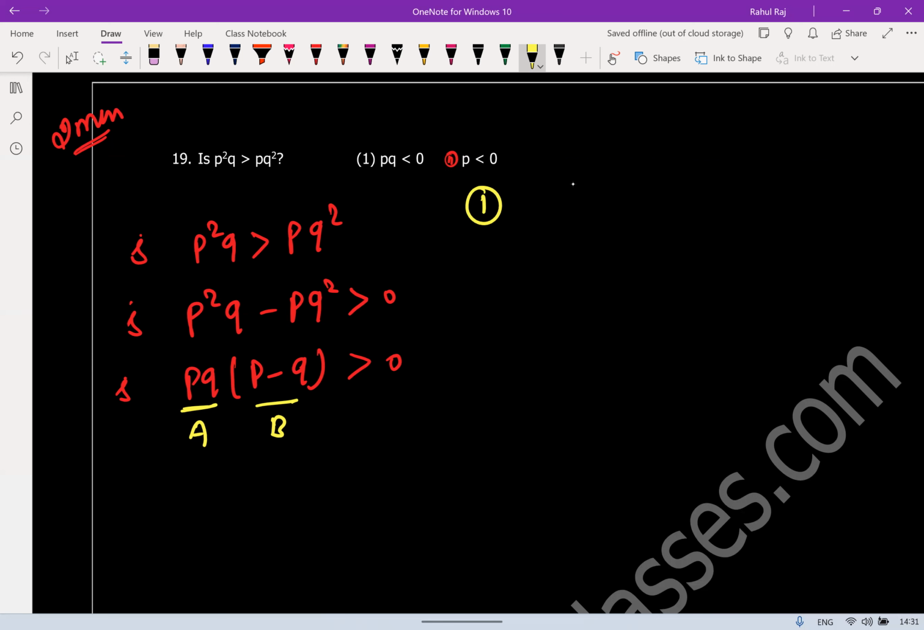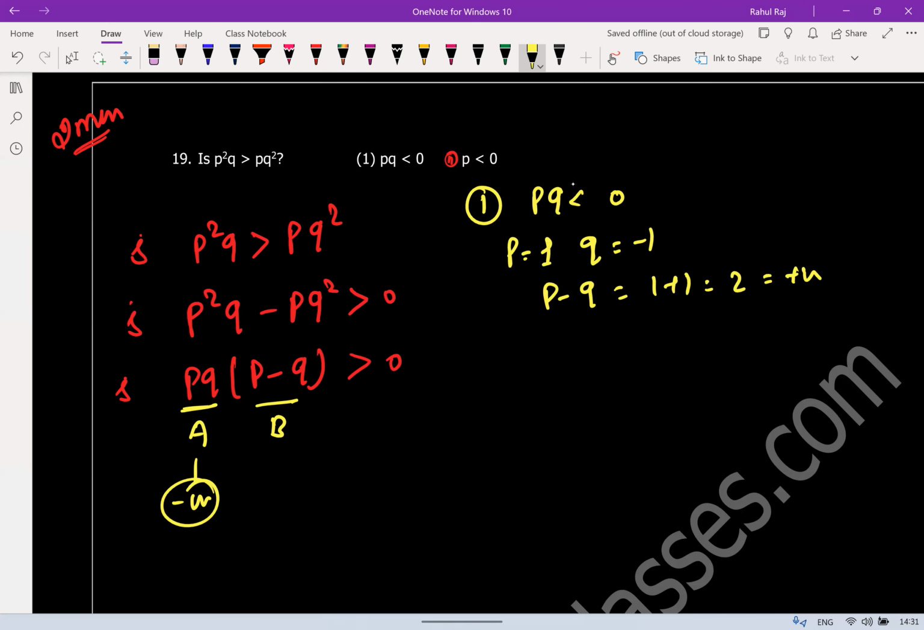Option number 1 says PQ is less than 0. Option number 1 says that PQ is negative. But just by knowing that PQ is less than 0, can I conclude anything about P minus Q? No. Imagine P is equal to 1 and Q is equal to minus 1. So P minus Q becomes 1 plus 1, that is 2. P minus Q becomes a positive number.